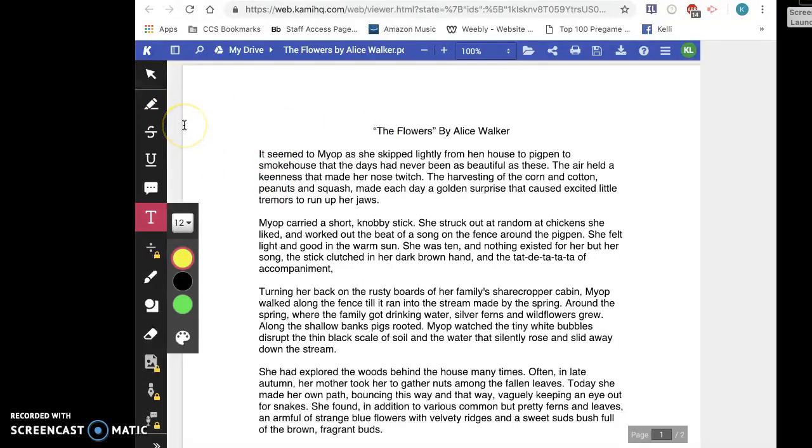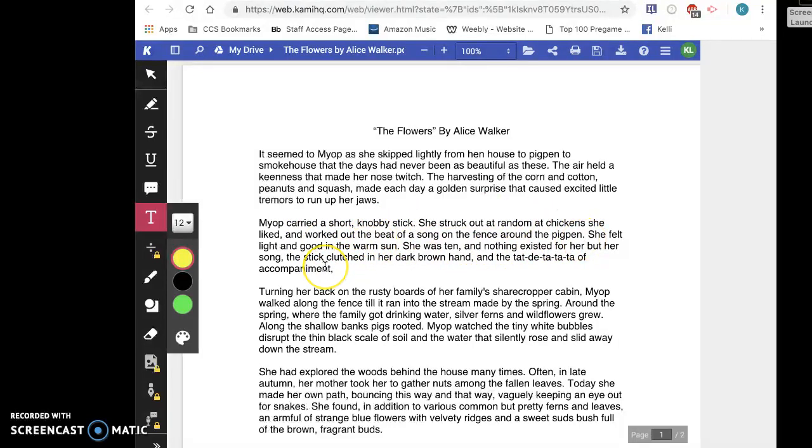It seemed to Mop, as she skipped lightly from henhouse to pig pen to smokehouse, that the days had never been as beautiful as these. The air held a keenness that made her nose twitch. The harvesting of the corn and cotton, peanuts and squash, made each day a golden surprise that it caused excited little tremors to run up her jaws. Mop carried a short, knobby stick. She struck out at chickens she liked, and worked out the beat of a song on the fence around the pig pen.